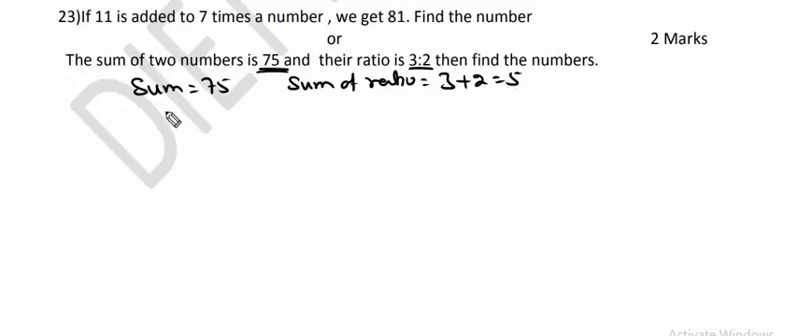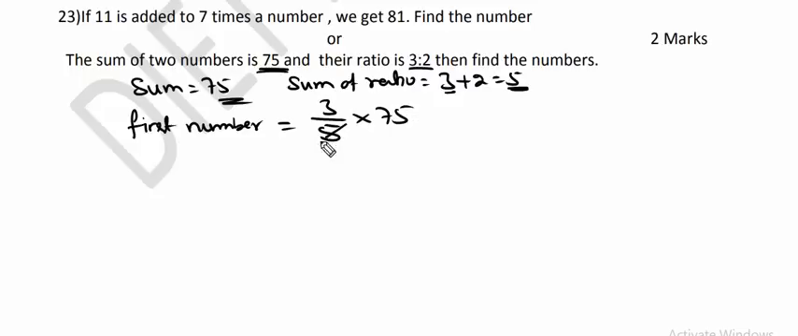Now we have to find out the numbers. The first number is equal to, for a total of 5 the first quantity is 3, so for 75 total sum how much will it be? 5 ones are 5, 5 fives are 25, so 75 divided by 5 is 15, that gives you 3 into 15, 3 fifteens are 45 is the one number.